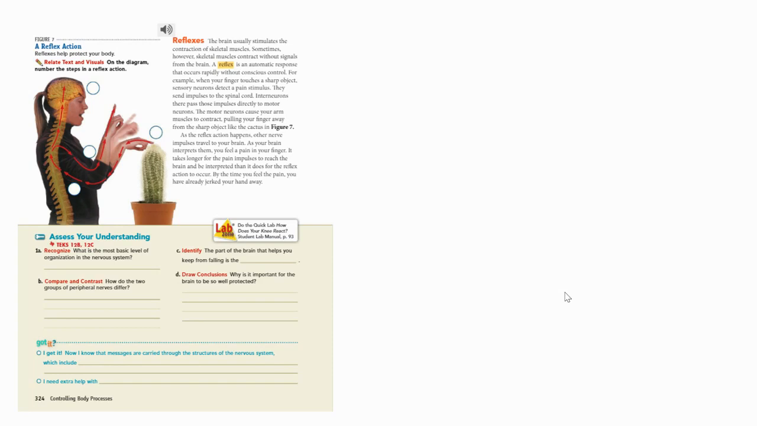For example, when you touch a sharp object, a sensory neuron detects a pain stimulus. They send impulses to the spinal cord. Interneurons pass those impulses directly to motor neurons. The motor neurons cause your arm muscles to contract, pulling your finger away very quickly, like if you touched a sharp cactus or a hot stove.